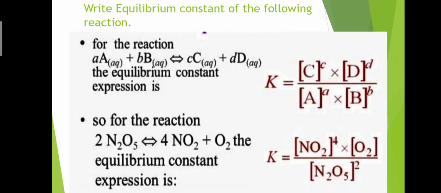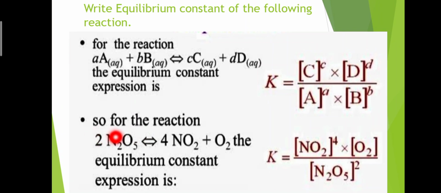Write the equilibrium constant of the following reaction. The equilibrium constant of this reaction is equal to the product of the active masses of the products divided by the product of the active masses of the reactants.